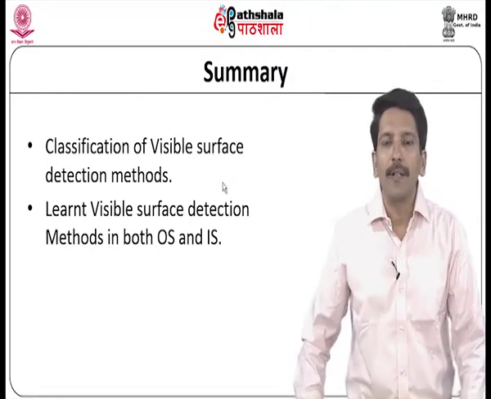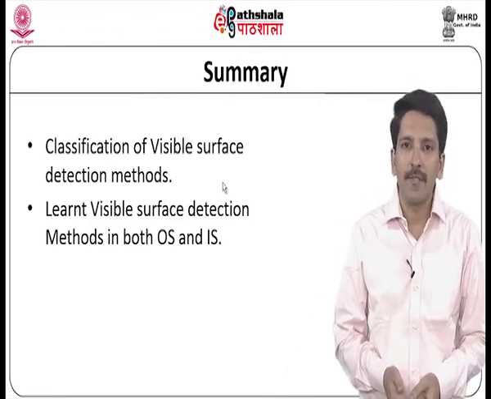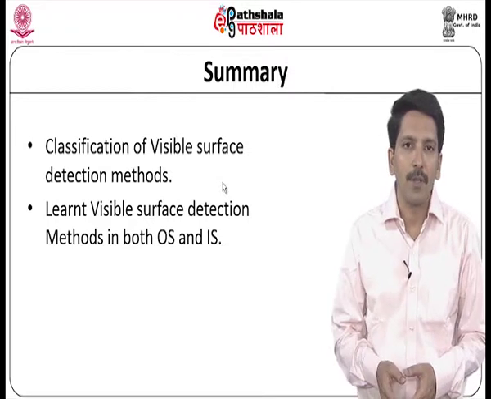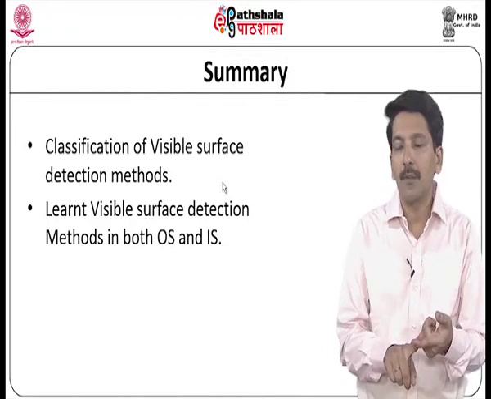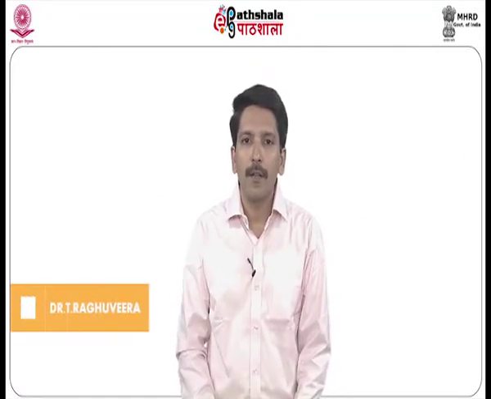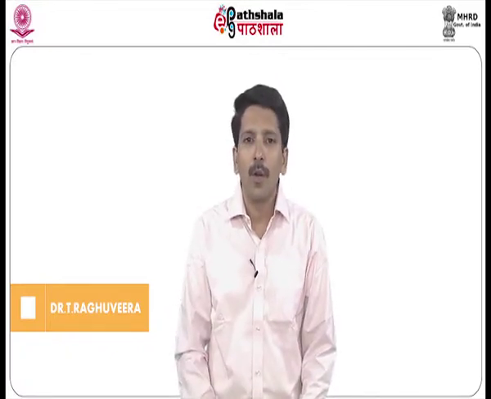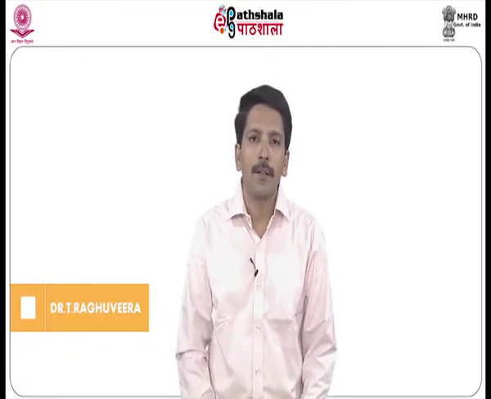So, in this module we have learnt how visible surface detection methods are classified, and we have seen examples for each of them. We have seen one example for the object space method and two examples for the image space method. You can explore more in books and other literature.